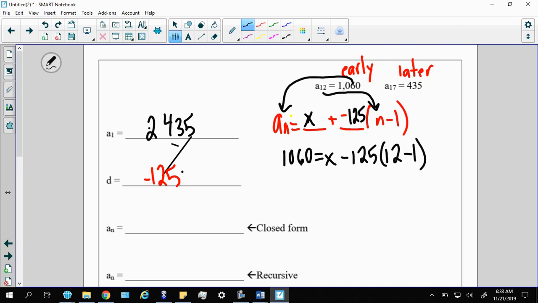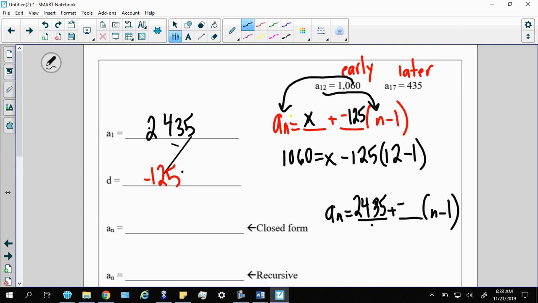2,435. That is my first term. All right, once you have your first term and your common difference, now you've got to do A of n is equal to something plus something times n minus 1 for your closed form formula. Now remember, the first something is going to be 2,435.